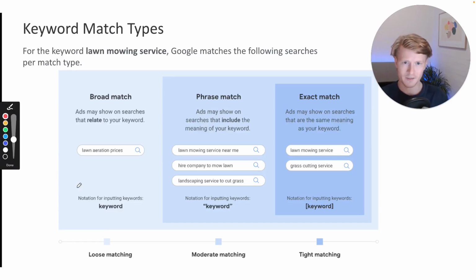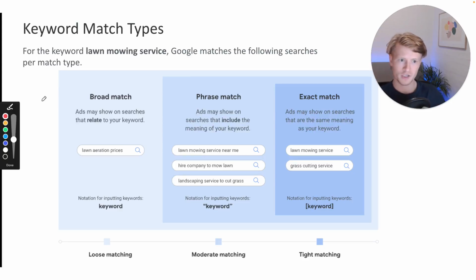So if we just write lawn mowing service, just like this keyword is written here, in sentence case, just normally, then ads may show on searches that relate to your keyword. So what this means is kind of up to Google. It means that you put in lawn mowing service and someone typing in lawn aeration prices will still see your ad, potentially, right? Now that person is not looking for someone to cut their lawn, they're looking for someone to aerate their lawn. Google knows this, but it relates to your keyword, so they will serve it anyway. And if that person clicks on your ad, then that's a bit more revenue for Google. So that's why broad match is something to steer clear of.